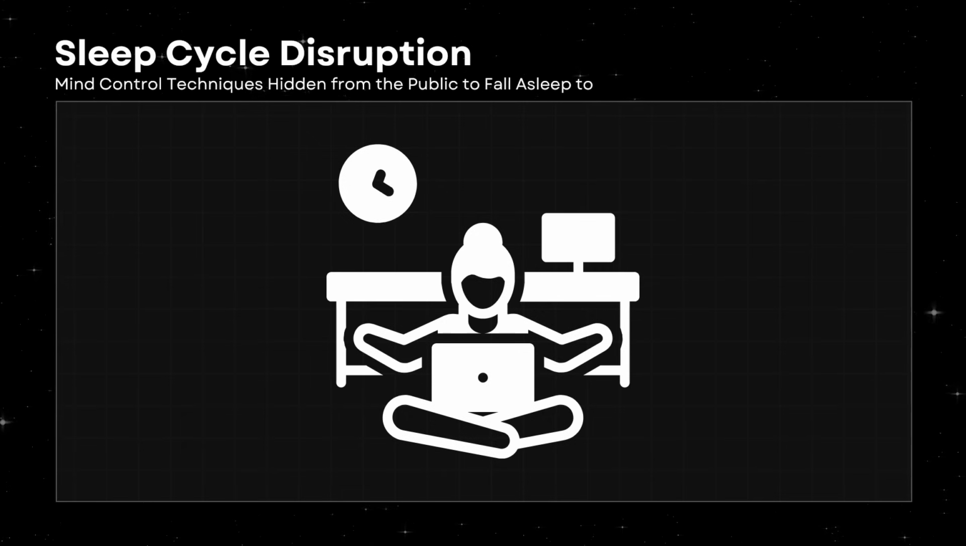Cult groups have used similar tactics. Members are kept busy from early morning until late at night. Meetings, tasks, and rituals fill every hour. Sleep is seen as weakness. Rest is discouraged. The person becomes exhausted, then molded. They accept ideas that would have seemed strange before. Their guard is down. Their mind is soft. The group fills the gap.